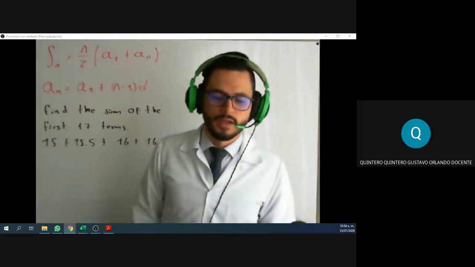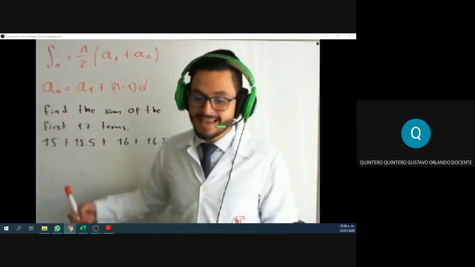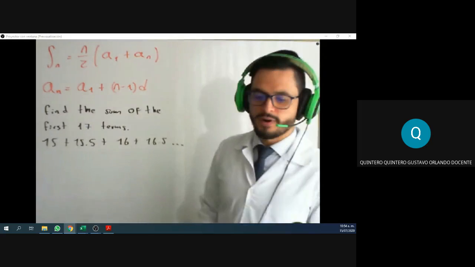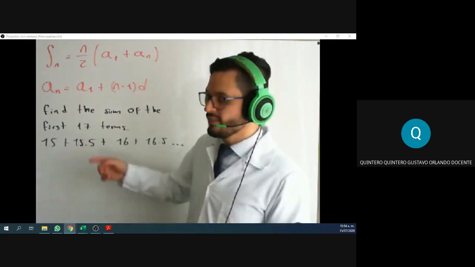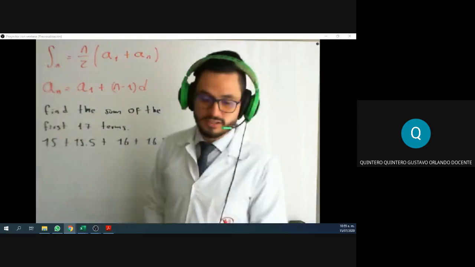All right. Okay, so let's take a look at this example here. The exercise says, find the sum of the first 17 terms. That is the one we're looking for. We're looking for the addition of the 17 terms. In order to do that, we're going to have to use these two formulas over here.